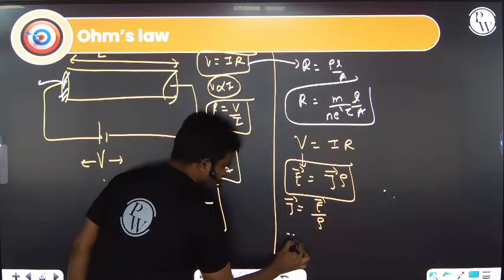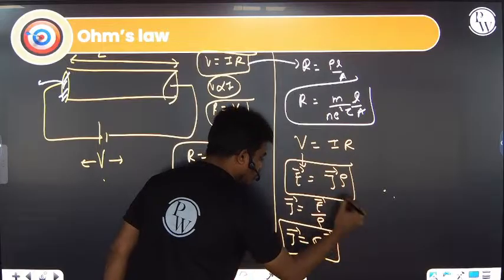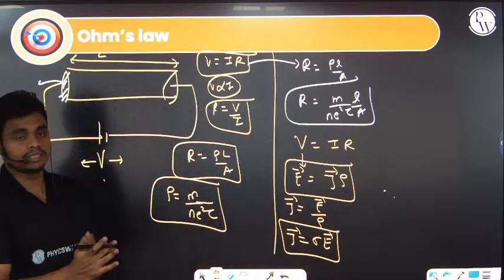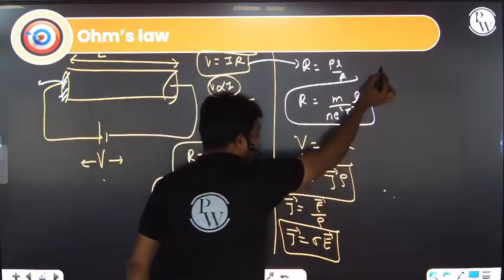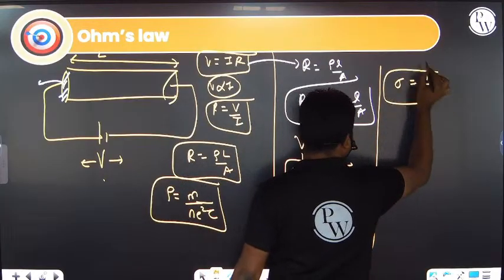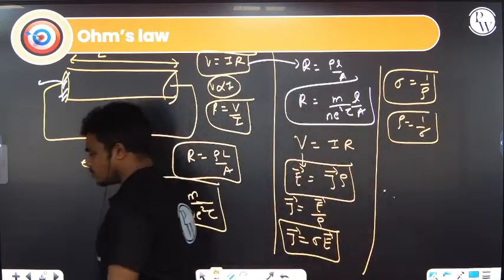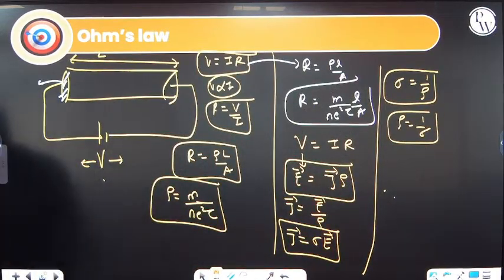What is 1 by rho? Conductivity, okay? So J equals sigma times E, where sigma is the conductivity. And what is sigma? Conductivity is 1 by rho, the resistivity, or rho is 1 by sigma. These are the formulas we should keep in mind while solving problems from here, because some questions have been asked from these formulas as well.